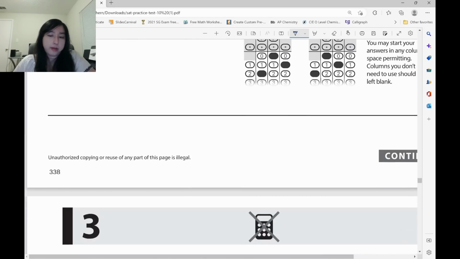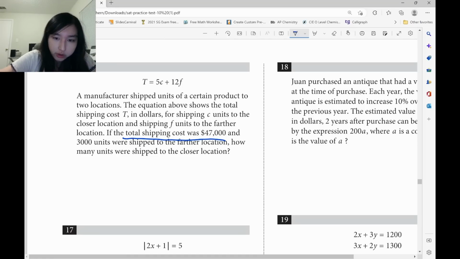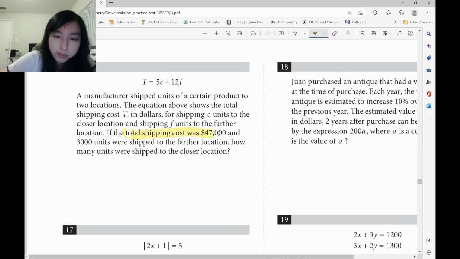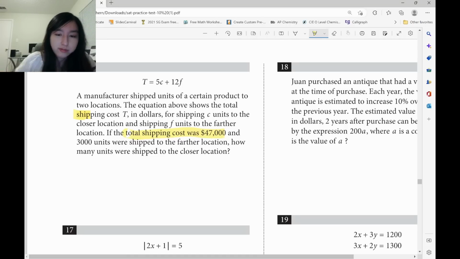Alright, let's look at this section. Okay, so this one's all about knowing how to plug in numbers. Total shipping cost was this much. You have to see what it represents. Let me use different colors so it's easier to understand. Total shipping cost is represented by T over here.